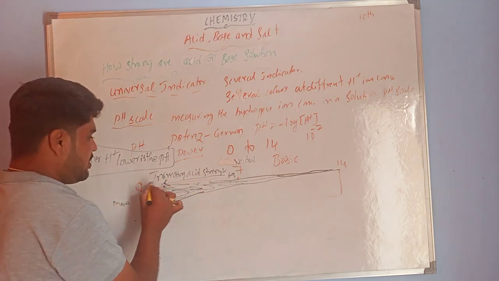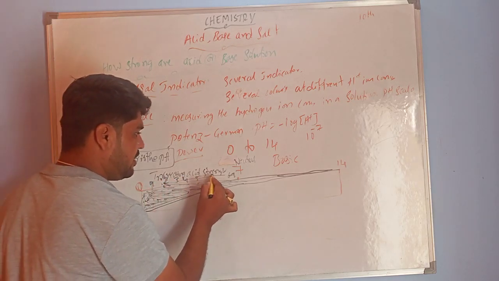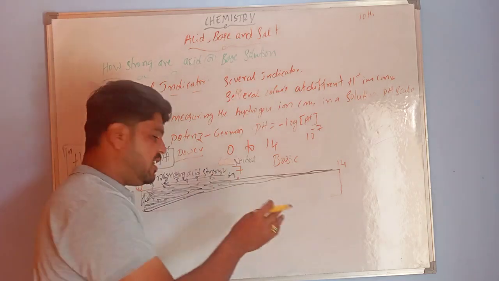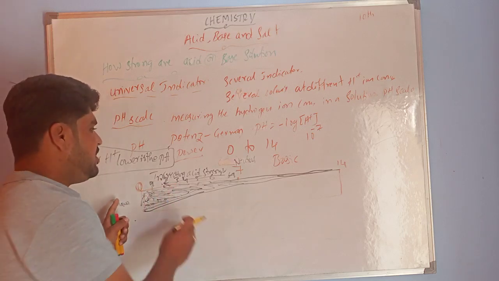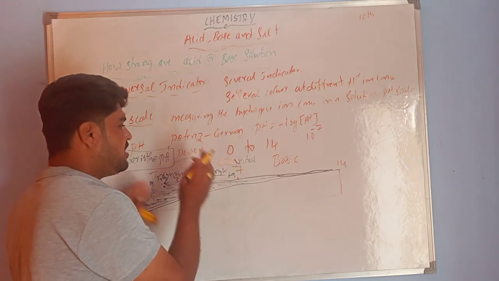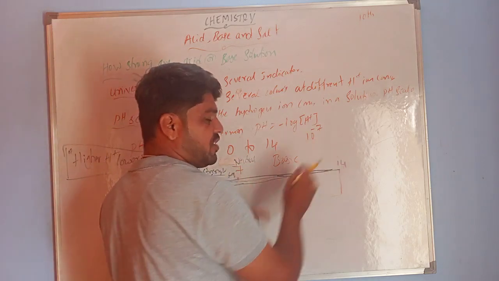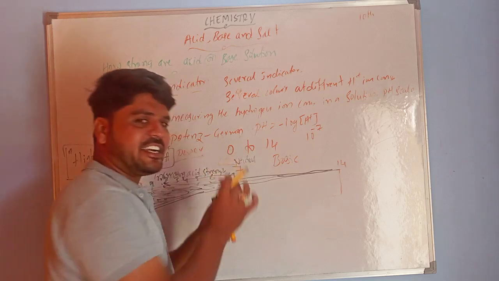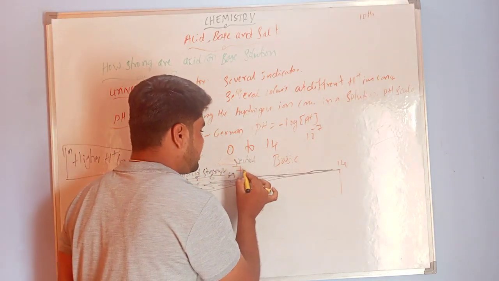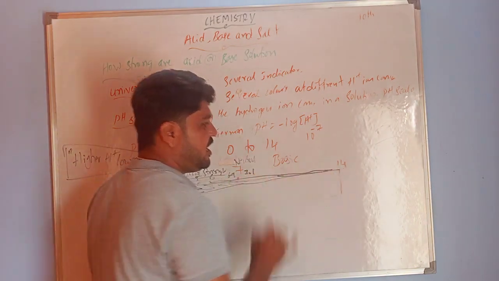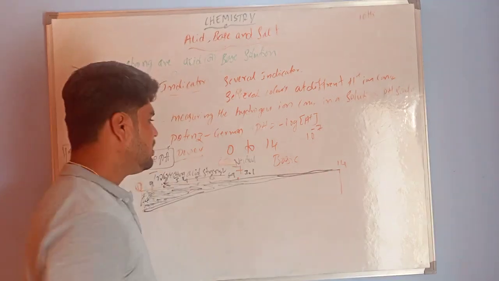0, 1, 2, 3, 4, 5, 6. Even 6.9 we are going to consider as acidic. So 0 to 6.9 shows acidic nature. And 7 to 14, not exactly 7: exactly 7 indicates neutral. That solution is neutral. And 7.1 to 14, we consider as basic solutions.